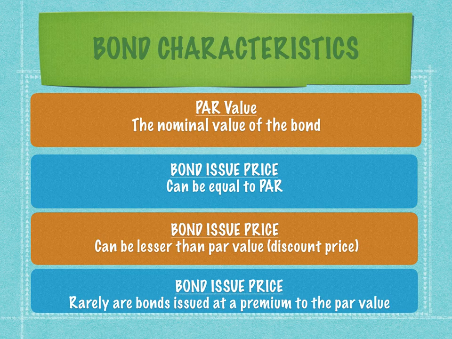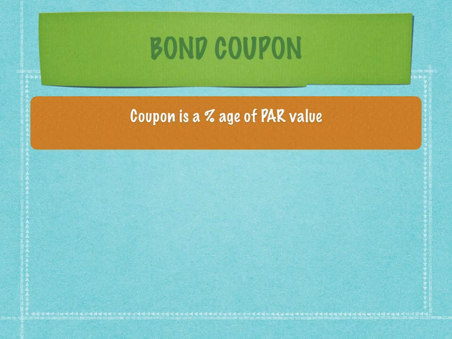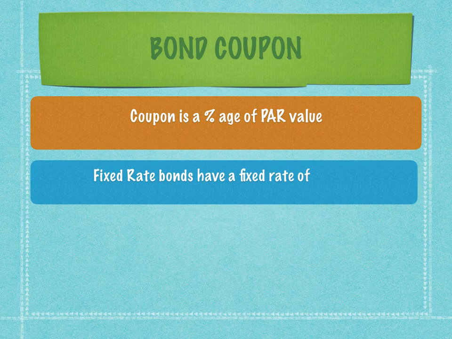So the issue price of the bond is the key determinant of the valuation of the bond in the secondary markets. A bond coupon is a percentage of the par value. Remember this: irrespective of what the issue price or the traded price is, companies will always announce coupons only as a percentage of the par value. Fixed rate bonds have a fixed rate of coupon. By fixed rate of coupon, we imply that throughout the life of the bond, the issuer will pay a fixed rate of coupon to the investor.